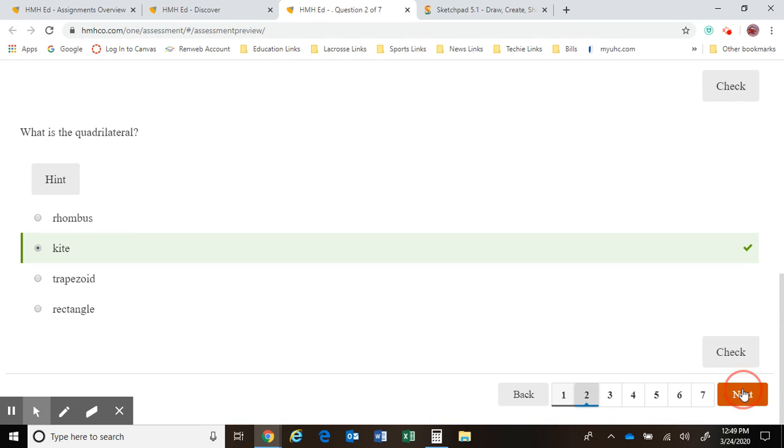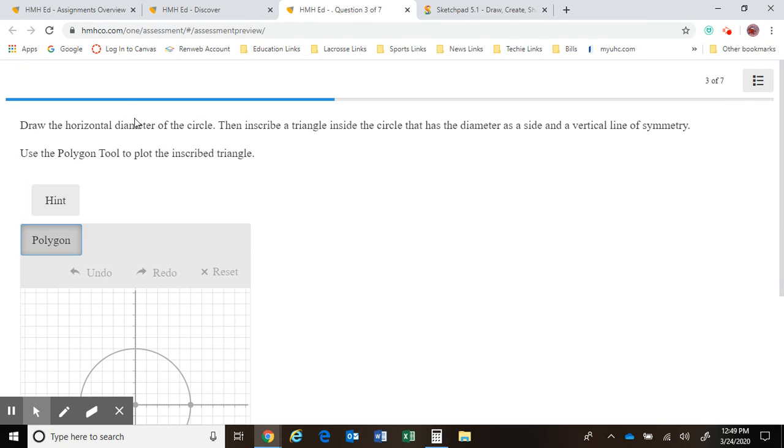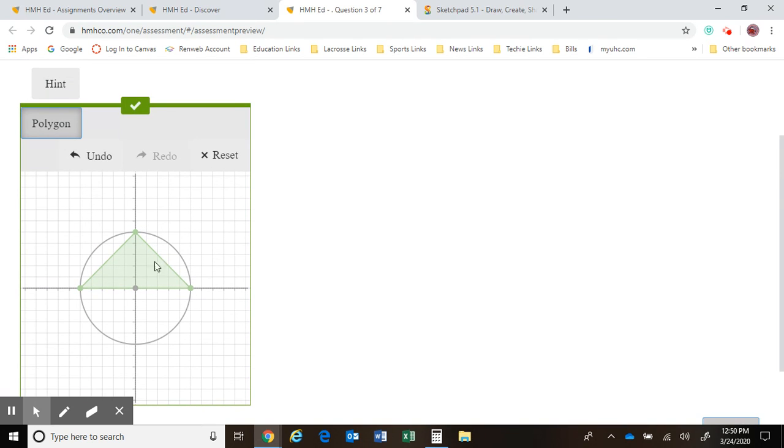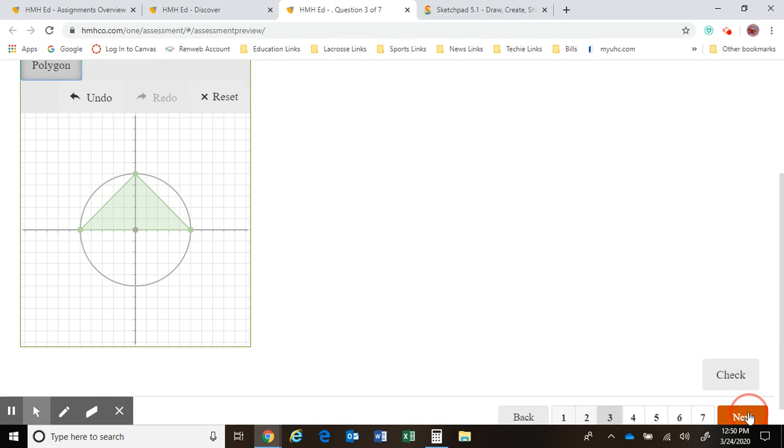All right, moving on to question 3. Draw the horizontal diameter of the circle, then inscribe a triangle inside the circle that has the diameter as a side and a vertical line of symmetry. Use the polygon tool. Okay, this one is probably the one that you may have gotten hung up on when you did this. So I'm going to draw my diameter. So I've got my diameter, and then I'm going to make it a triangle. So 1, 2, 3, 4, and I have my triangle. I drew the diameter, and I completed my triangle on the inside. I'm going to check it, and I got the green box. I'm good. So it was just a matter of 1, 2, 3, 4, and then I have my triangle on the inside. Okay, moving on.